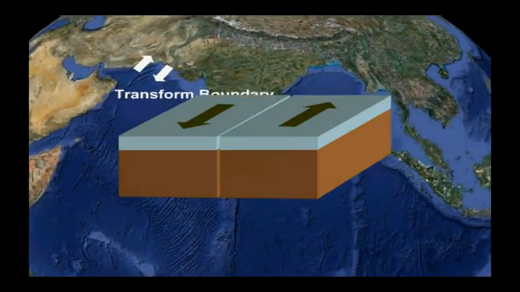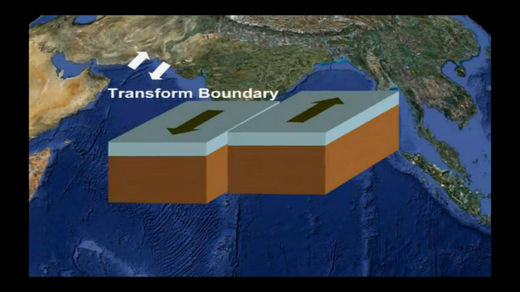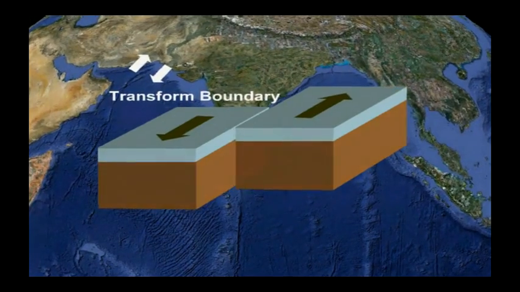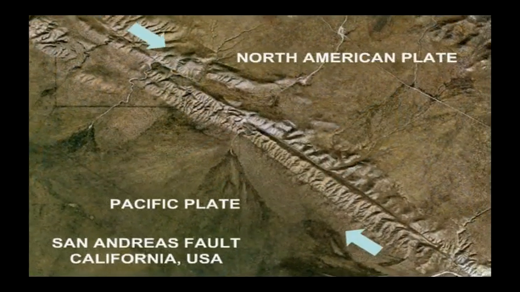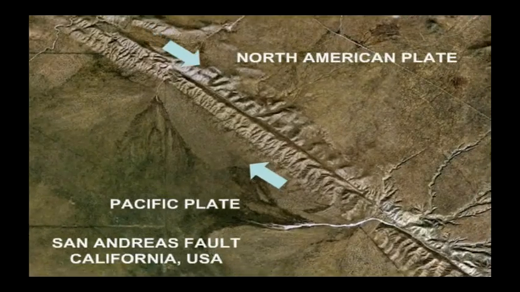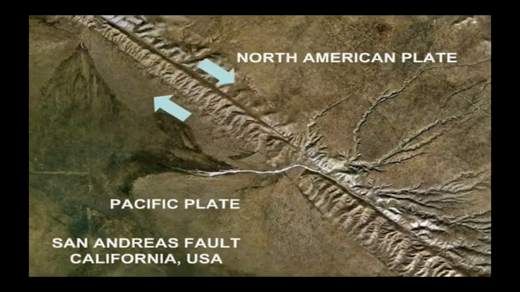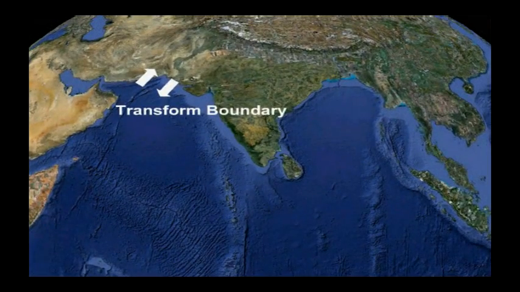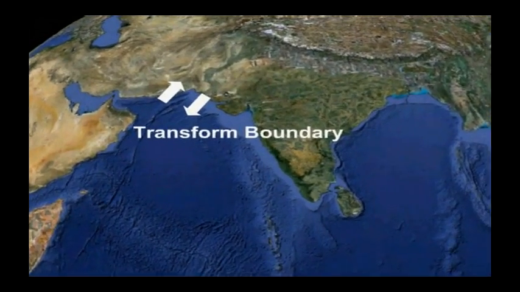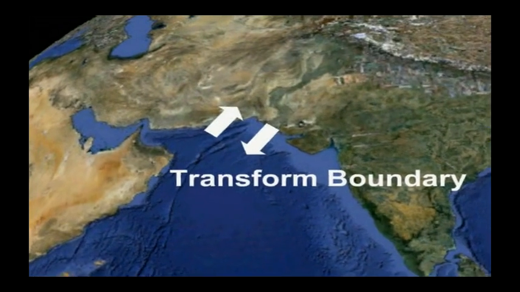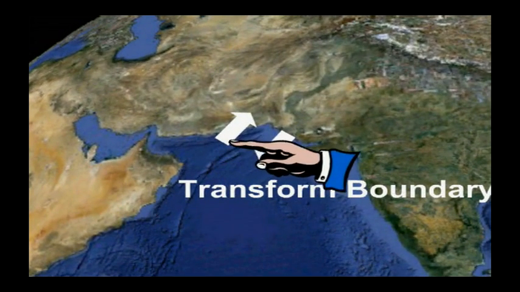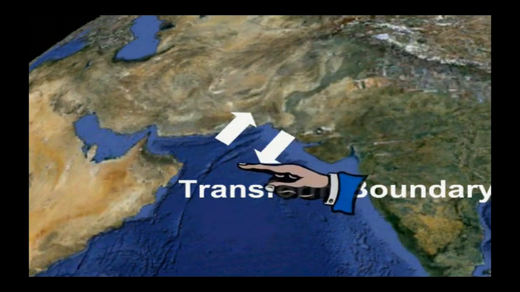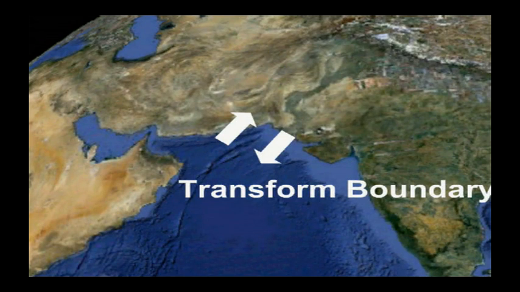Transform boundary is where the plates slip past one another in opposite direction. San Andreas Fault in California, USA, where the Pacific and the North American plates slip past one another, is a well-known example. Closer to home, the Indian plate slips past the Arabian plate on its northwestern boundary. Several faults exist in this region, which is identified by seismologists as the Irwin Fracture Zone.